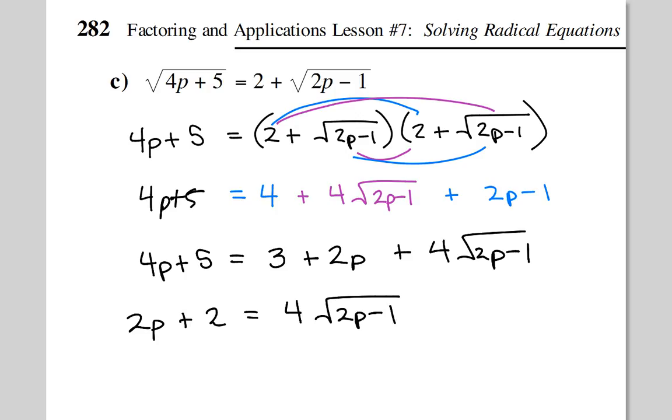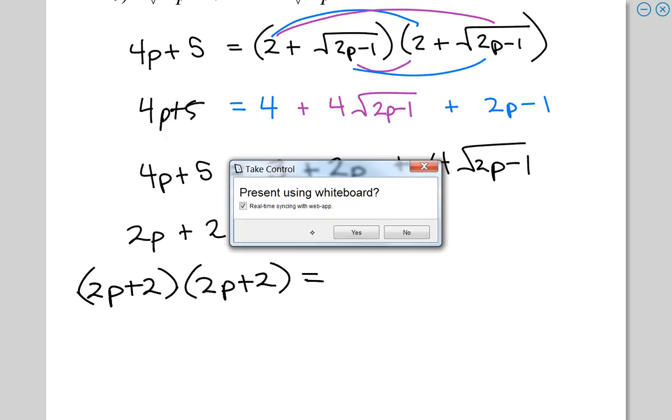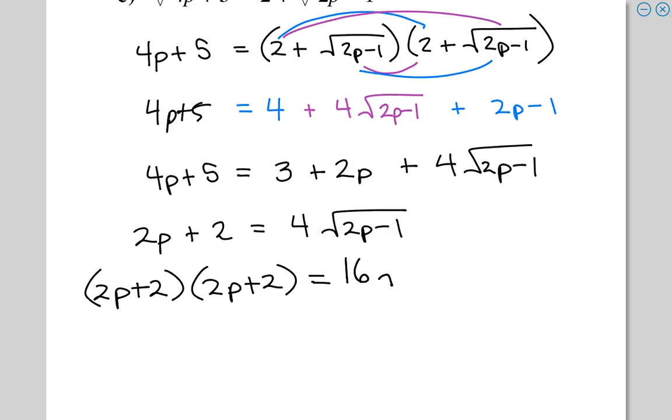Now I can do step 2, which is square both sides. Okay, so if you want, just repeat the factor on the left. And on the right, I really don't want you to forget. I bet there's more than one of you who forgets this tomorrow. Don't forget to square the coefficient. So you get 16 times 2p minus 1.